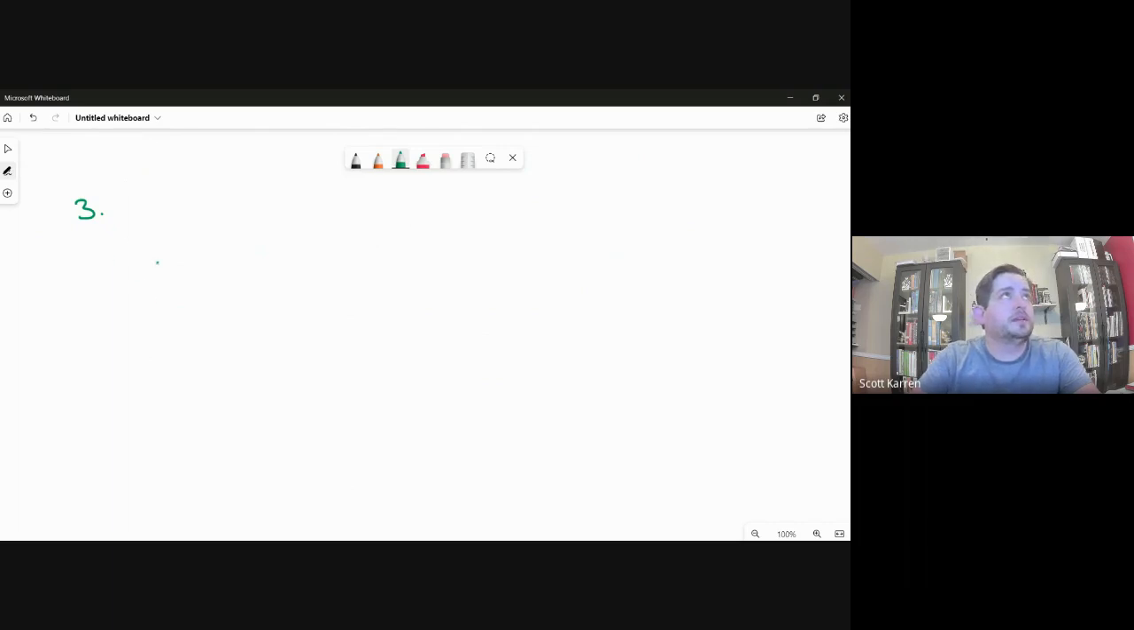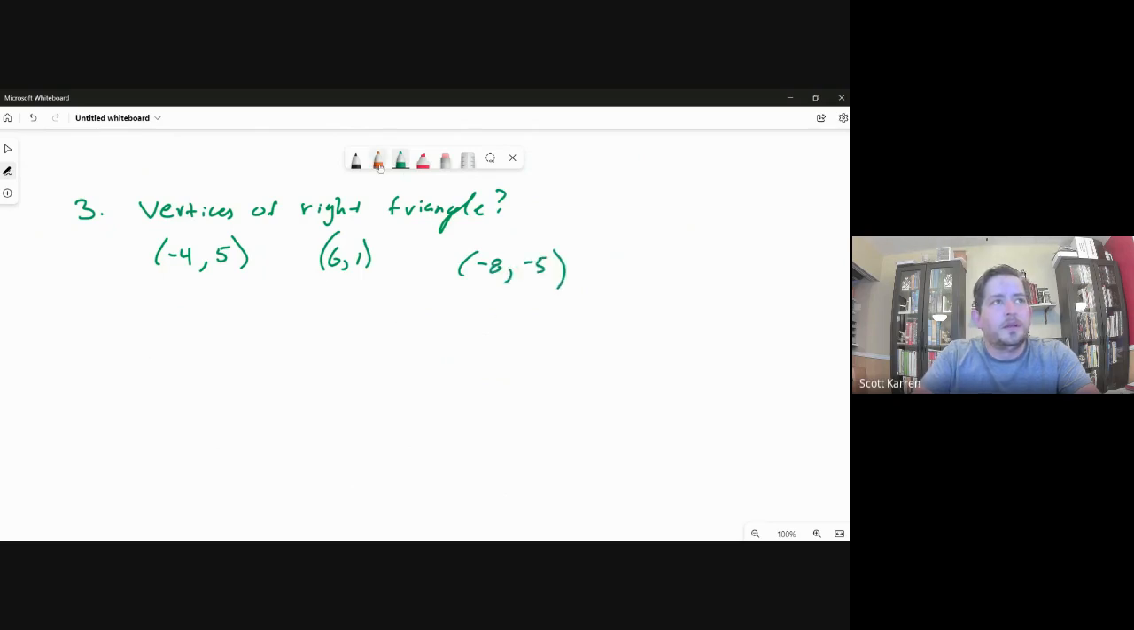Let's look at problem 3. Could the following points be vertices of a right triangle? And we're given the points -4, 5, 6, 1, and 8, -8, and -5. So in order for these to be the vertices of a right triangle, what we would have to do, and it says here in the problem, hint, find the distance between each of the points and then test the Pythagorean theorem.